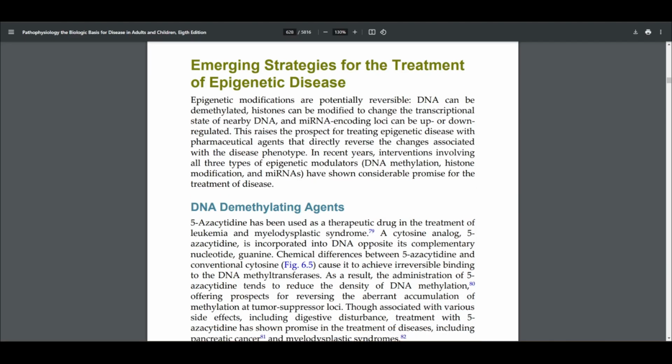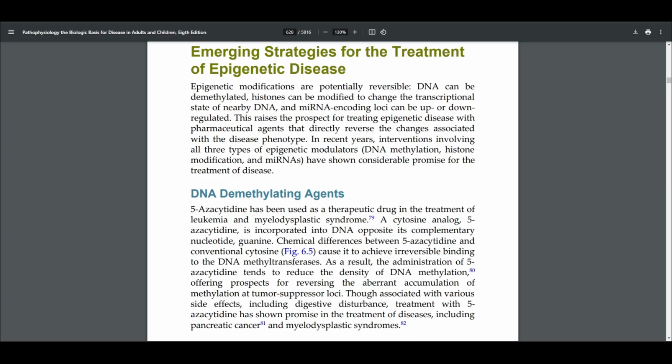Emerging strategies for treatment of epigenetic disease. Epigenetic modifications are potentially reversible. DNA can be demethylated, histones can be modified to change the transcriptional state of nearby DNA, and microRNA-encoding loci can be up or down regulated. This raises the prospect of treating epigenetic disease with pharmaceutical agents that directly reverse the changes associated with the disease phenotype. In recent years, interventions involving all three types of epigenetic modulators have shown considerable promise for the treatment of disease.